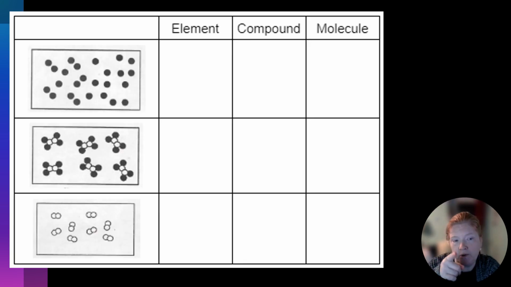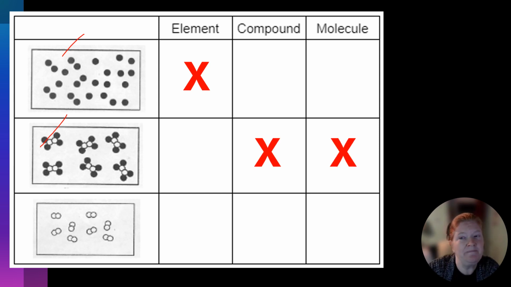All right, so let's look at your notes right here. So this first box right here, what does this represent? Well, that shows me atoms of an element, so just an element. What about this box right here? Well, that shows me a compound and a molecule. And what about the last one right here? This one represents an element because I only see one type of atom, but also a molecule because they're bonded, right?